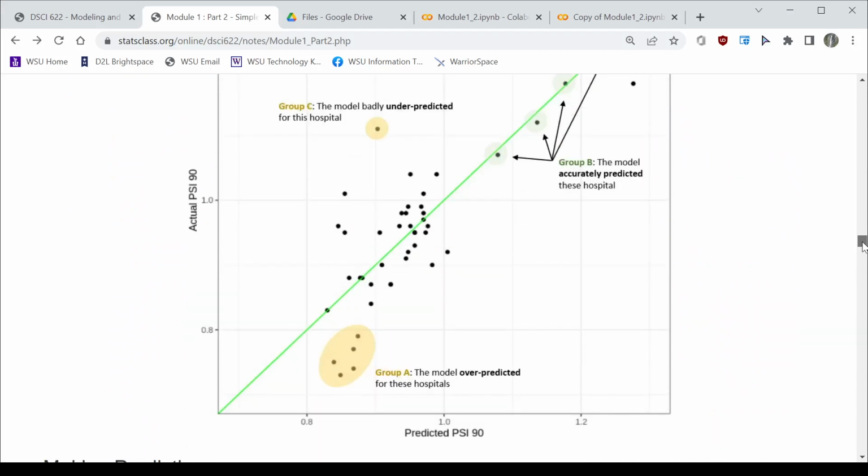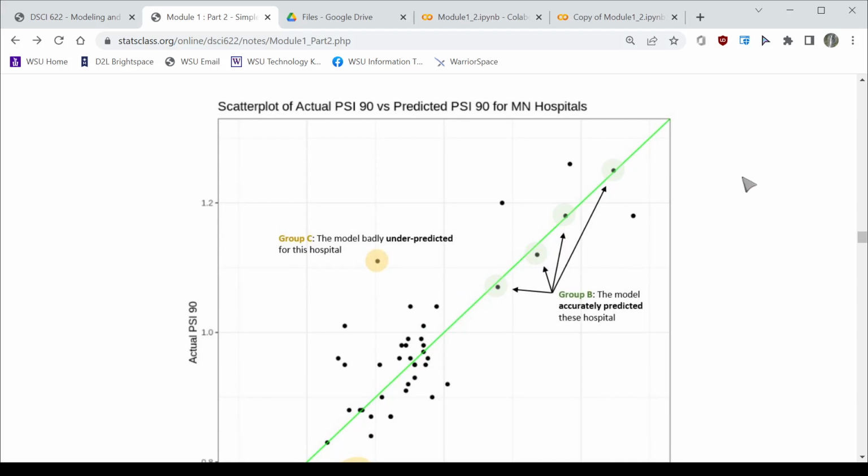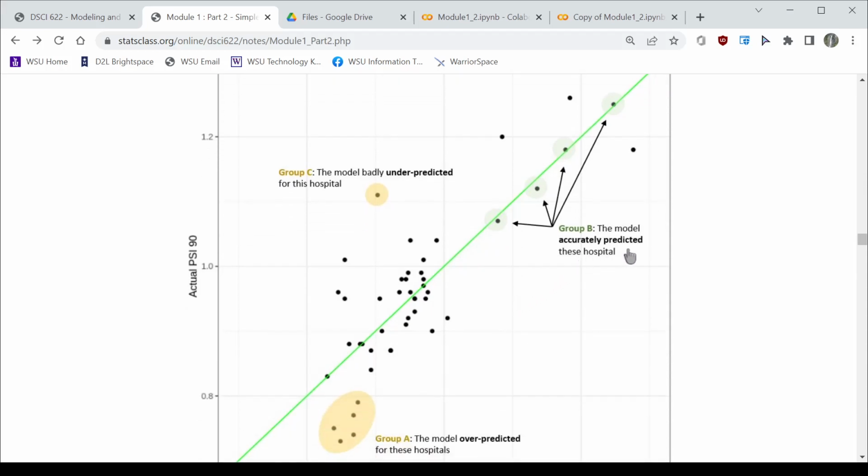So let's point out some of the points that are close here. Here's that St. Francis Hospital. Again, it is close to the y = x line on this plot. So all of these here in group B, and there's other ones down here that fall real close to the line, what that tells us is that the model is accurately predicting the PSI 90 score for these hospitals.